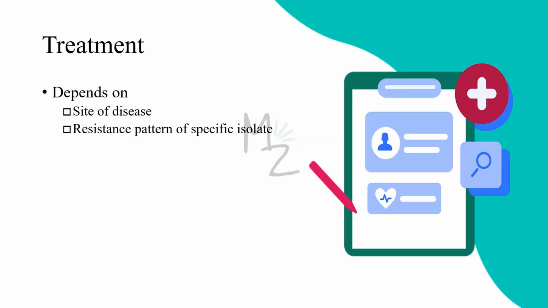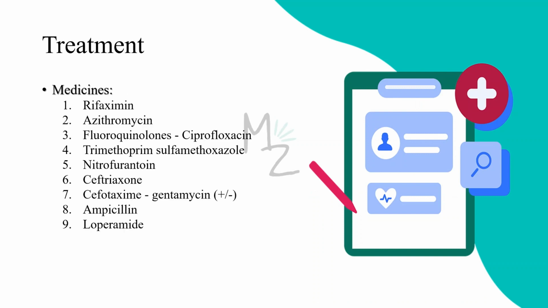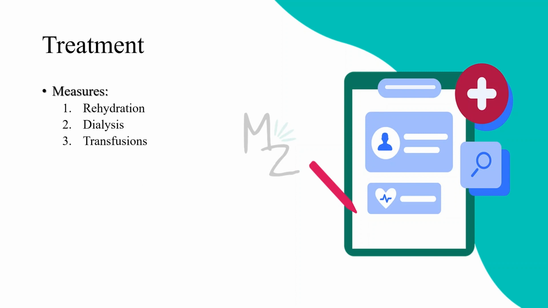Treatment. Treatment of E. coli infections depends on the site of disease and resistance pattern of the specific isolate. Certain medicines are prescribed like rifaximin, azithromycin, fluoroquinolones like ciprofloxacin, trimethoprim-sulfamethoxazole, nitrofurantoin, ceftriaxone, ampicillin, loperamide. We'll also go for certain measures like rehydration because there's watery diarrhea. We'll give oral fluids or IV fluids. We'll go for dialysis in case of renal failure. We'll also go for transfusions in case of anemia and thrombocytopenia if they are severe.